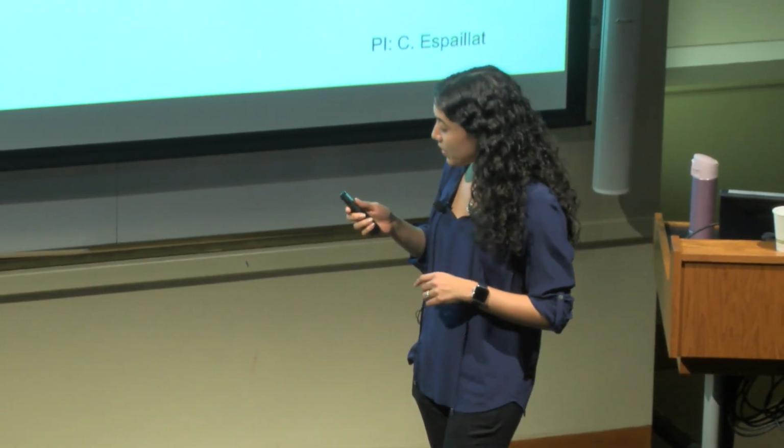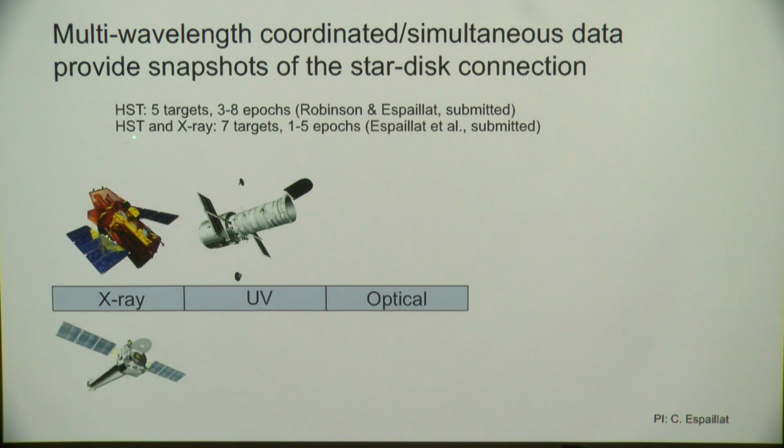And then I'll be telling you about coordinated HST and X-ray data, with Swift and Chandra, for 7 targets for 1 to 5 epochs. I'll go into a little more detail about the Chandra data in a bit, but here when I say coordinated, I mean within about 10 to 12 hours. So simultaneous X-ray and UV data, and this is a paper that I submitted, and again, the referee report came back favorable. I'll probably resubmit that in a couple of weeks. And I'll be telling you a little bit about that.